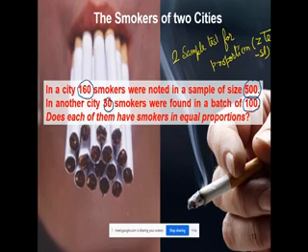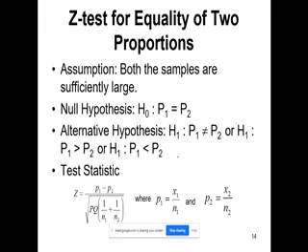Now this test can be performed only if both the samples are large. Large means greater than 30. If each of the samples is greater than 30, then we can perform the test. So this is called the Z test for proportions. Assumptions: both the samples are sufficiently large.